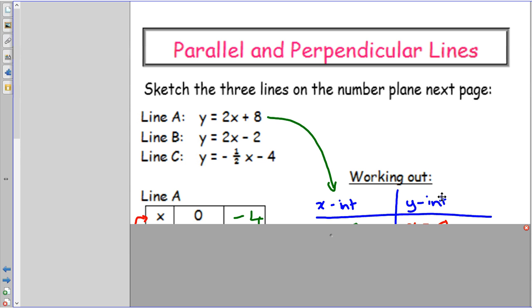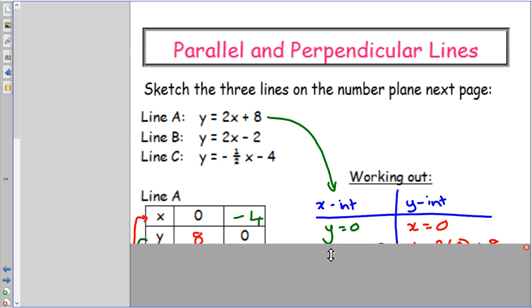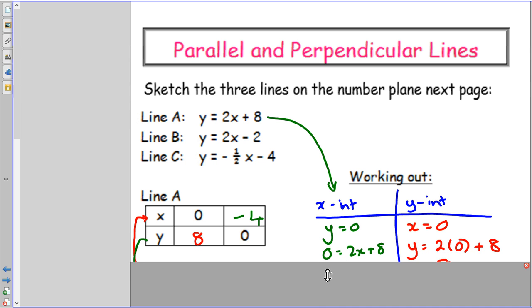One thing to note on a coordinate plane, so here's your coordinate plane, at the x-intercept, what is the value of y always equal to? The y value would always be 0. At the y-intercept, what is the value of x? So here's your coordinate plane, y-intercept's here, the value of x would always be 0. So at the x-intercept, y is 0, at the y-intercept, x is 0. And then you can just substitute that into the equation. So the equation is y equals 2x plus 8.